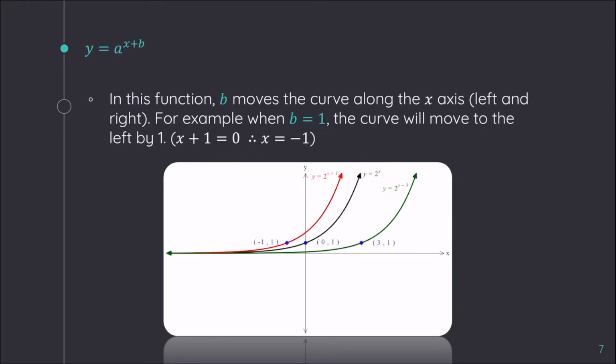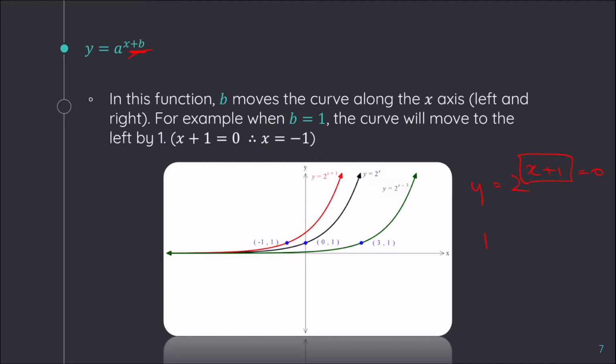Now, if we have adding or subtracting something from the index, we are moving it side to side, left and right. It's kind of like phasing, if you remember in trigonometry. So basically, what we have to do is for y equals 2 to the power of x plus 1, we need to find where this equals 0. Because when that equals 0, y equals 1.